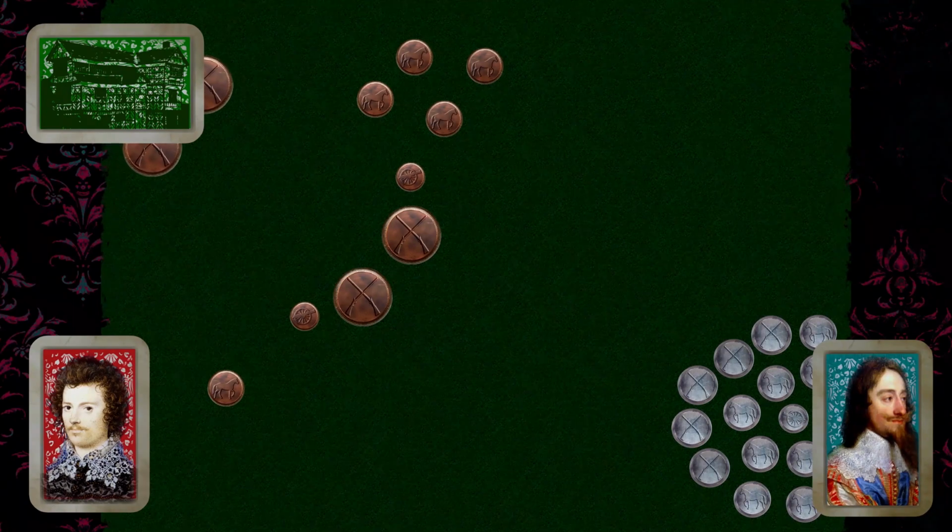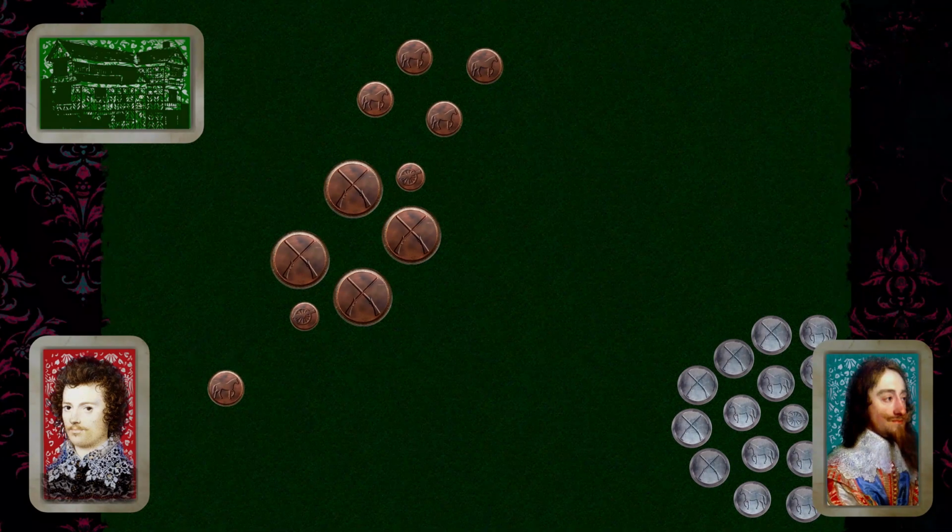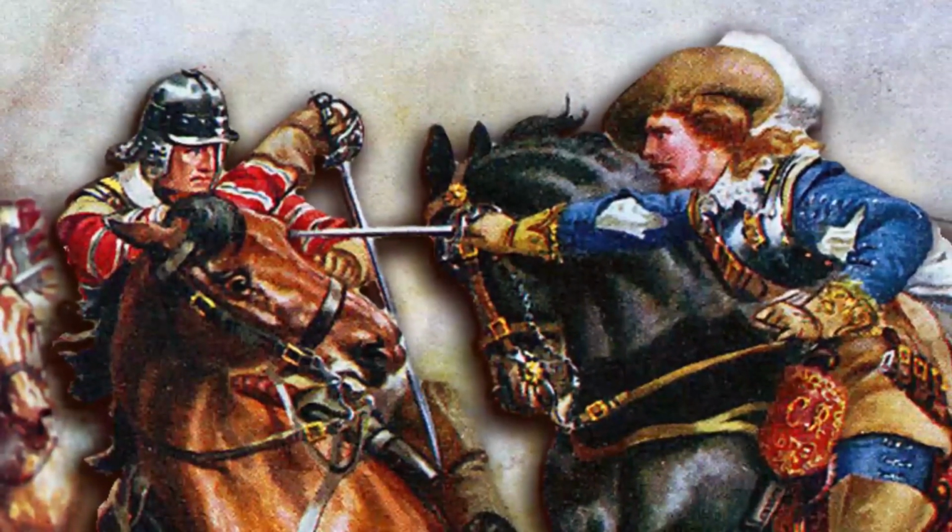Overnight, more infantry for Parliament began to stream in, but Charles and the Royalists had better ground. Both sides claimed victory at the Battle of Edgehill, and both sides were to meet again in spring of the following year.